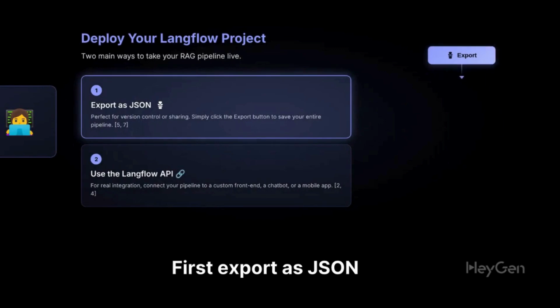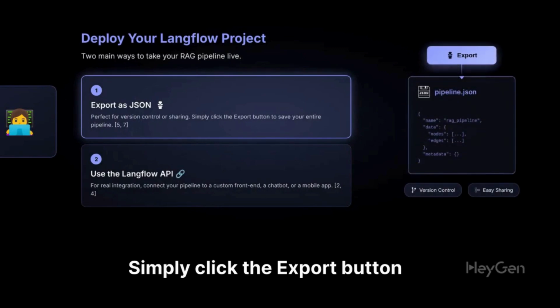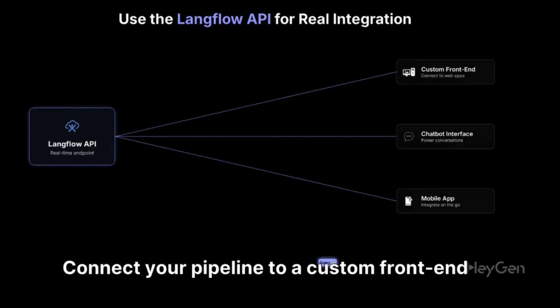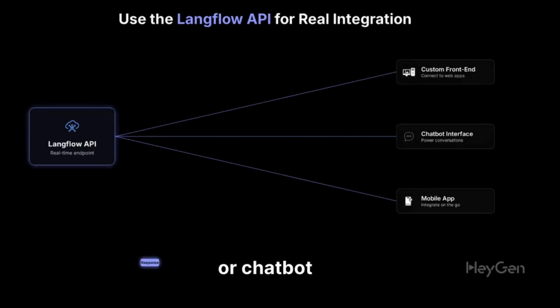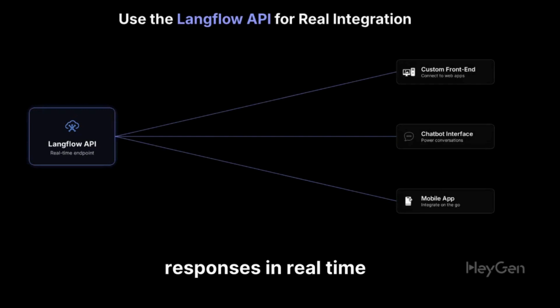First, export as JSON. This is perfect for version control or sharing. Simply click the Export button. Second, use the Langflow API for real integration. Connect your pipeline to a custom front-end or chatbot. You can send queries programmatically and receive responses in real time.